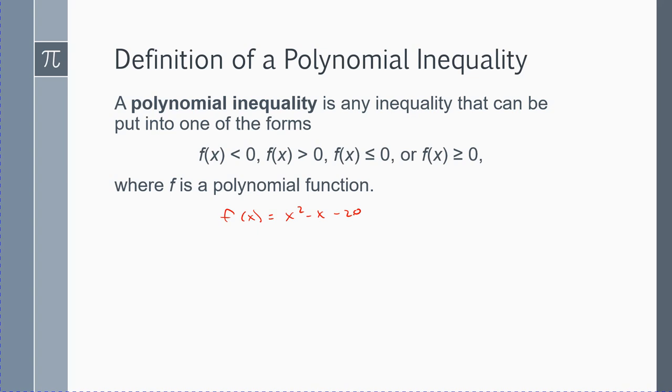What we want to do is solve this inequality. So we want to find the values of x for which f of x is either less than 0, greater than 0, less than or equal to 0, or greater than or equal to 0. What makes this really difficult is there can be more than one solution, and oftentimes for these problems there's going to be an infinite number of solutions that satisfy these inequalities. So how are we going to solve these? I'm going to show you how you find the intervals that satisfy these polynomial inequalities.